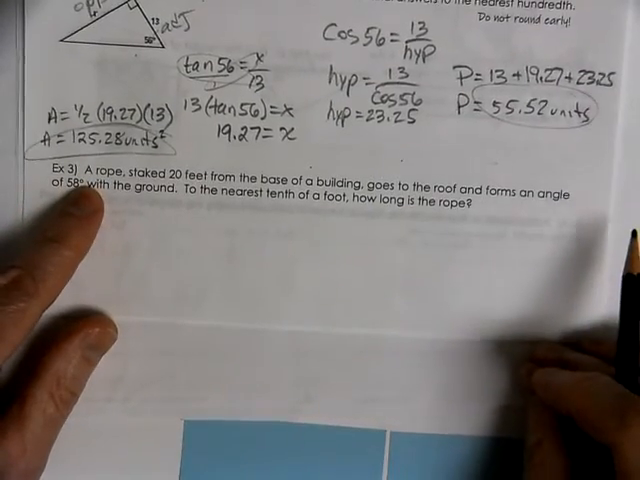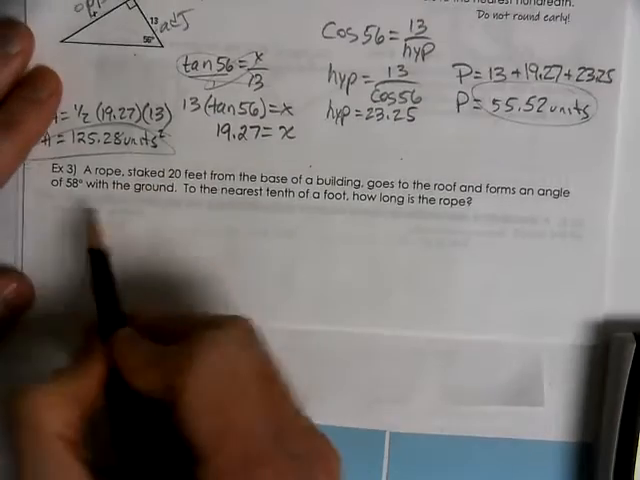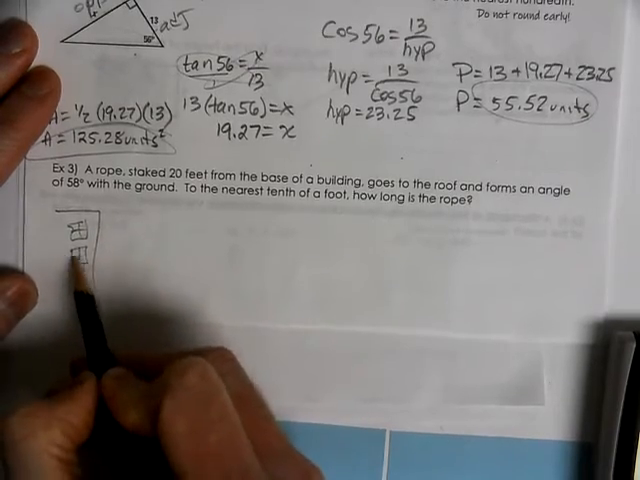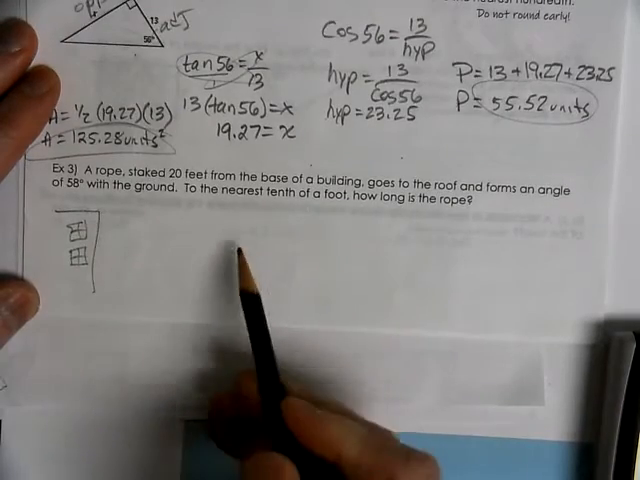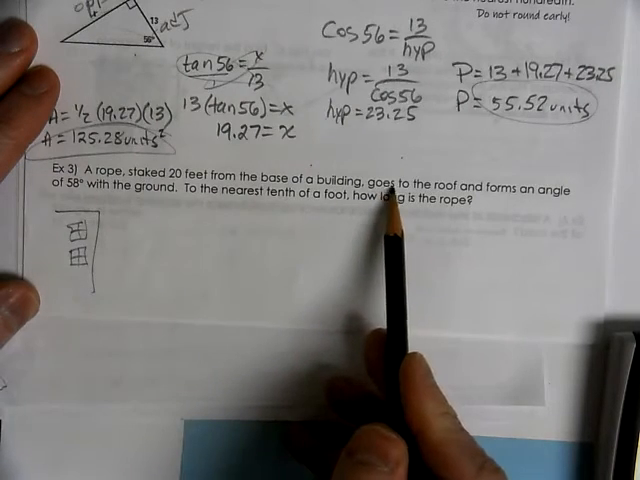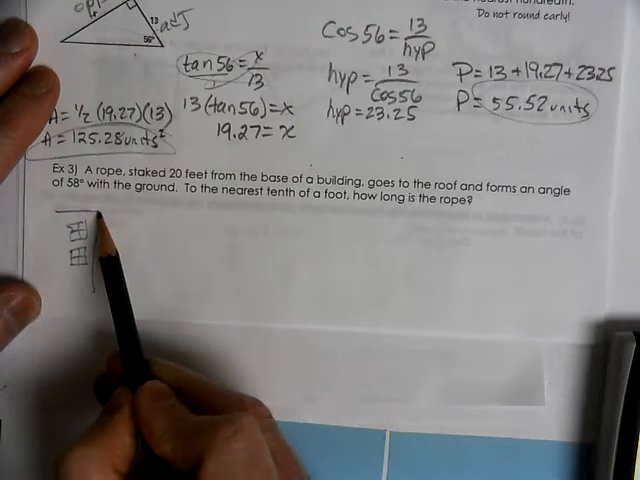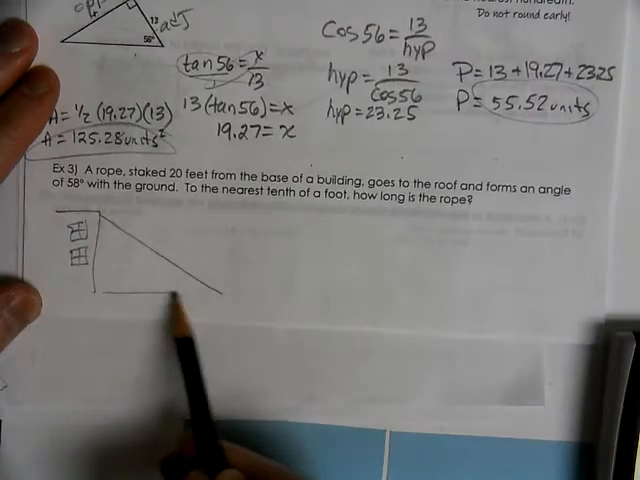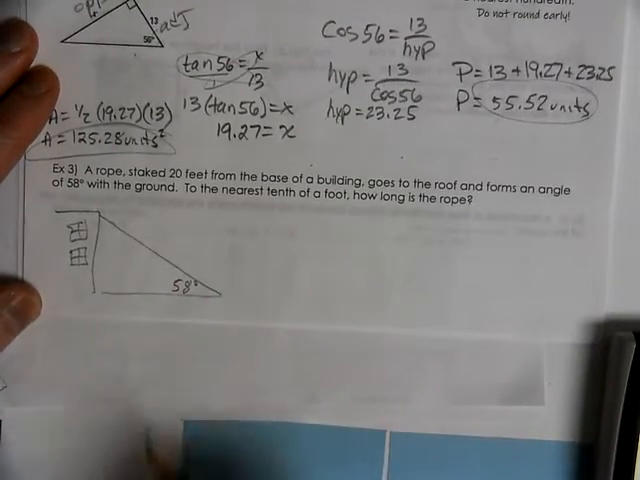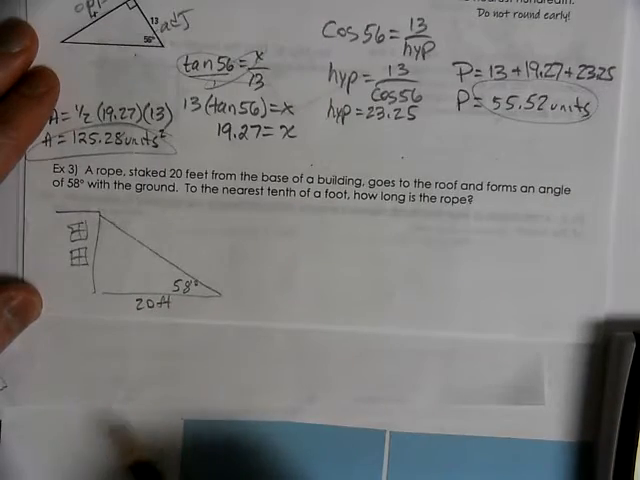Here we have a rope. It's staked 20 feet from the base of a building. So there's our building. We have some windows on our building. We have it staked 20 feet from the building at an angle of 58 degrees with the ground. 20 feet from the building. How long is the rope?